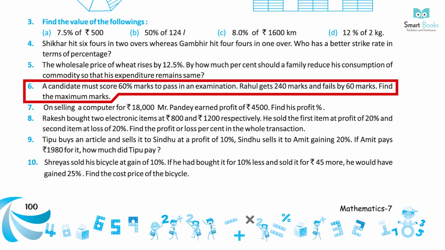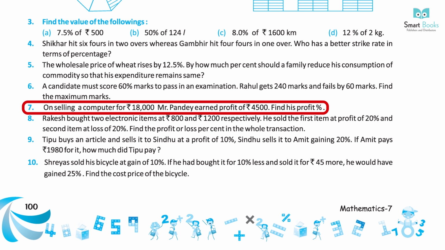Question 6. A candidate must score 60% marks to pass in an examination. Rahul gets 240 marks and fails by 60 marks. Find the maximum marks. Solution: 500 marks. Question 7. On selling a computer for rupees 18,000, Mr. Pandey earned a profit of rupees 4,500. Find his profit percent.